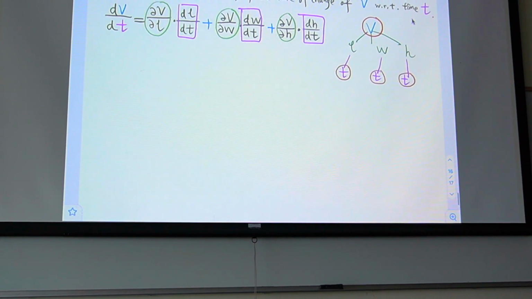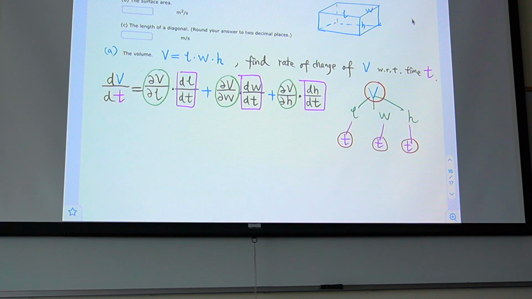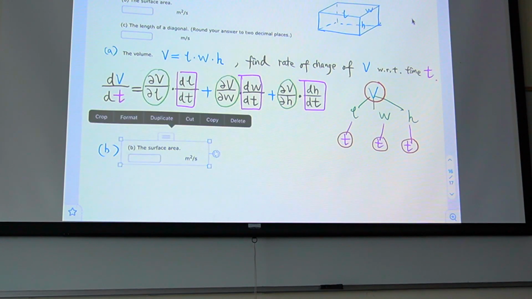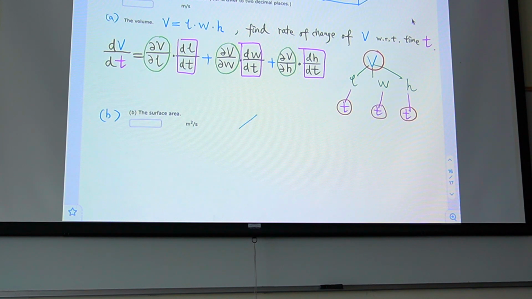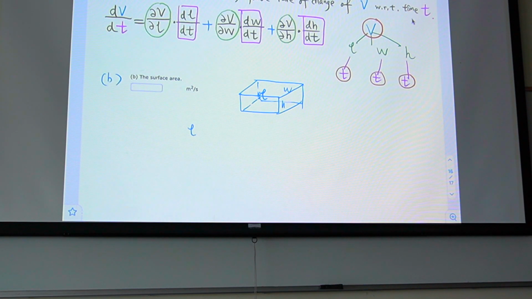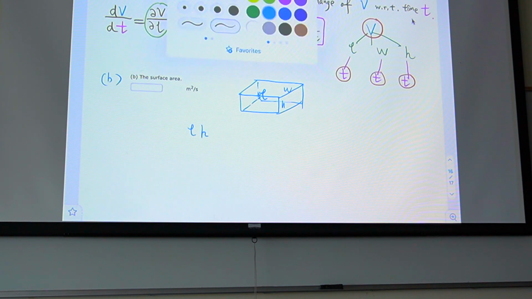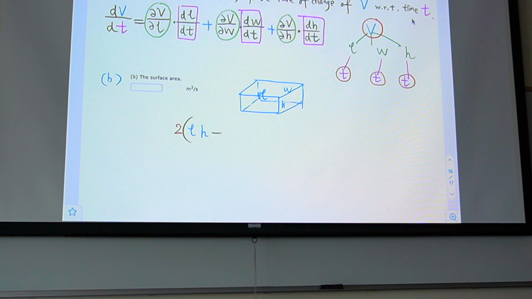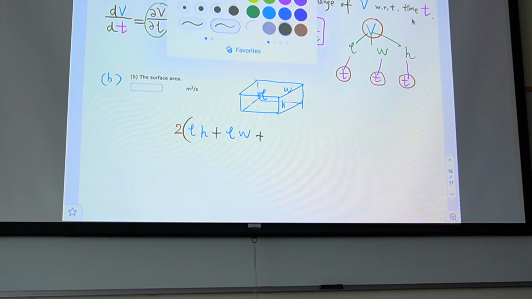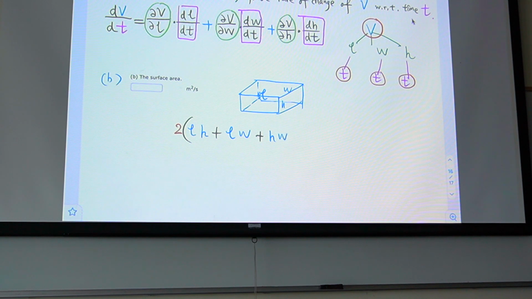I think you guys know this. And the surface area for part B, let me just give you a hint. What's the surface area for the rectangular box? It's the area of each surface, in terms of L, W, H. Say the front and the back will be L times H, and you have two of them. Plus L times W, and then plus W times H, or H times W. So that's the surface area, and let's call that S.